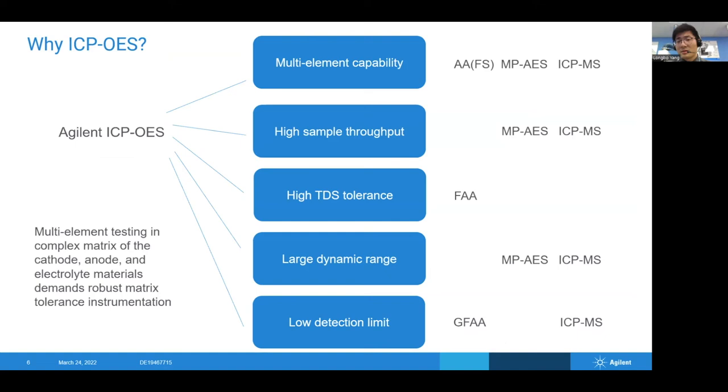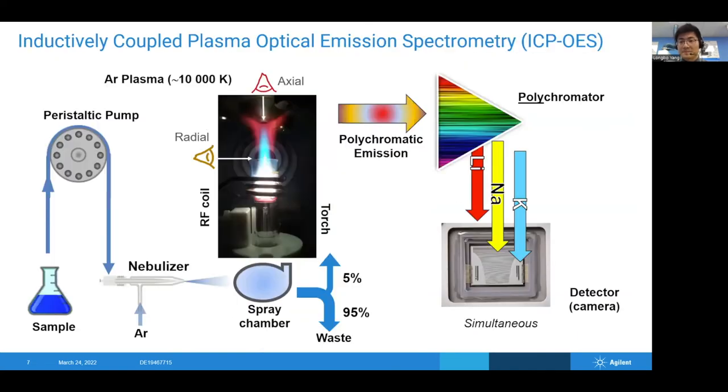So as we talked about earlier, for the lithium ion battery materials, we're looking at multiple element testing with a wide range of concentration in complex matrix, sometimes high TDS samples. And at the same time, we need low detection limit to measure the impurities in high impurity materials. These characteristics require an instrument that has multiple element capability, high TDS tolerance, robustness, low detection limit with a large dynamic range, and the potential of running super high sample throughput. An ICP OES is the best instrument to fit all these requirements.